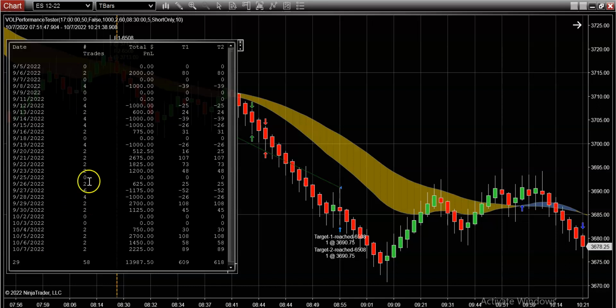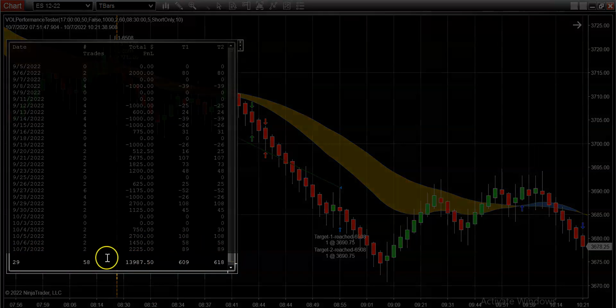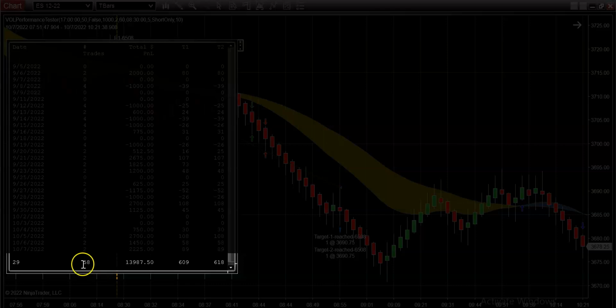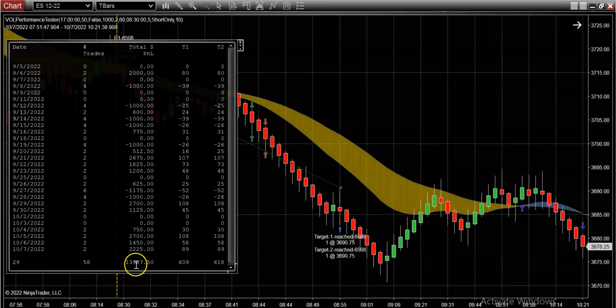Column number 2 represents the number of total trades that you took. Column number 3 here is your total profit or loss, and columns 4 and 5 break it down in terms of ticks, or pips if you follow along in Forex. This report's also going to total everything up for you nicely. You can see at the bottom here, 29 days, we took a grand total of 58 trades. We had a total profit of just under $14,000, and we bagged 609 ticks on target 1 and approximately 618 ticks on target 2.